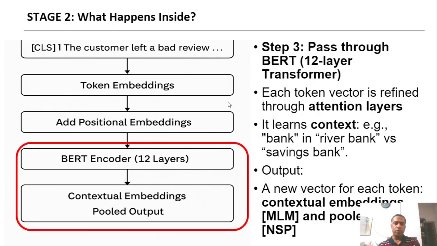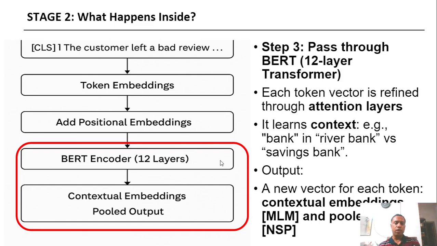Each of these token vectors goes through the attention layer. Here, self-attention allows each token to focus on other tokens in a sentence, helping BERT understand context and meaning based on the entire input, not just neighboring words. For example, the word bank helps it understand the context: is it a river bank or a savings bank?